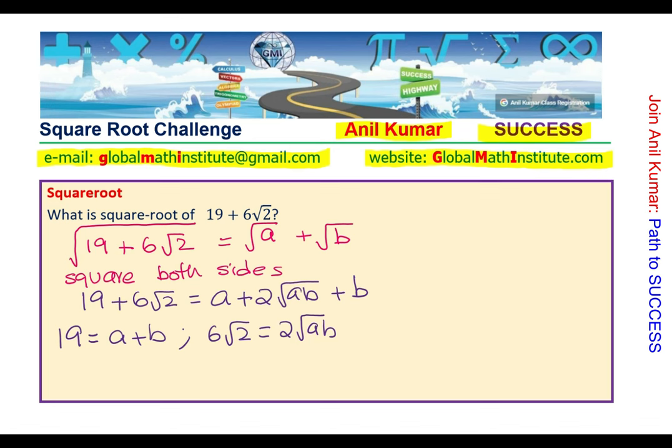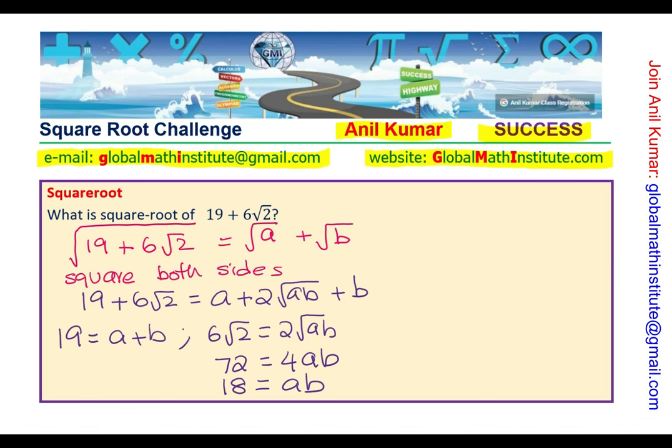Now, 6 square root 2 can be squared, and then you can find what ab is, right? So if you square 6 square root 2 equals 2 square root ab, you get 36 times 2 as 72, right? Equals 4ab. Dividing by 4, you get the value of ab. So ab will be 4 times 18 divided by 4, that is, 18 is ab. On the other hand, we have a plus b as 19.